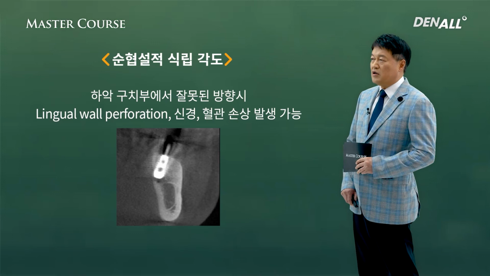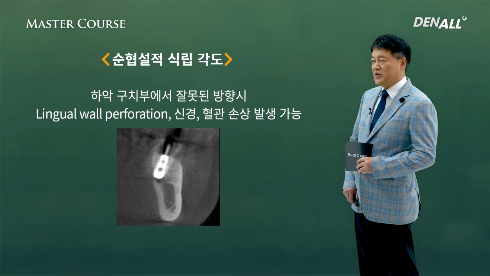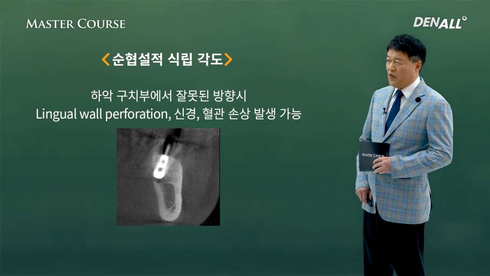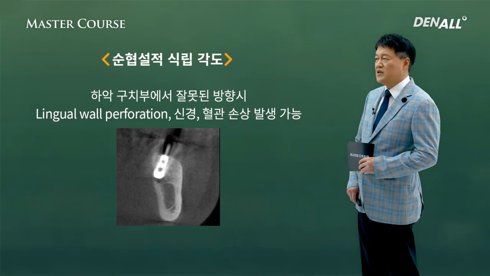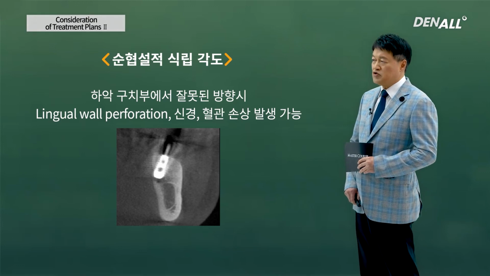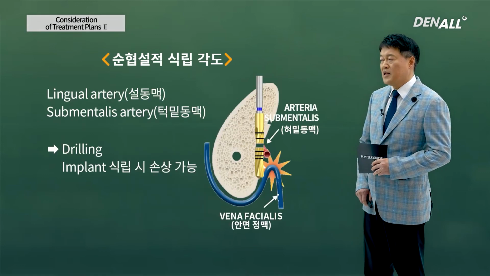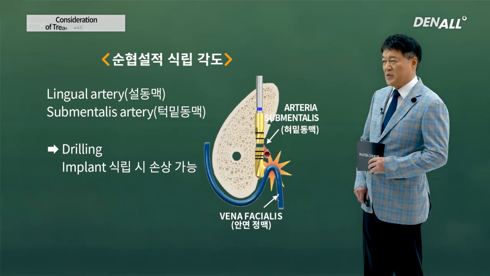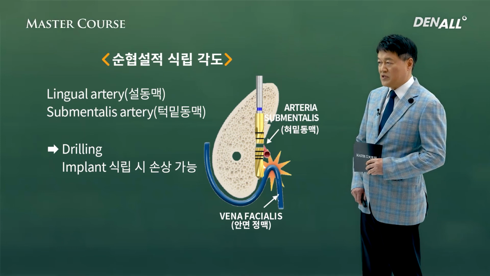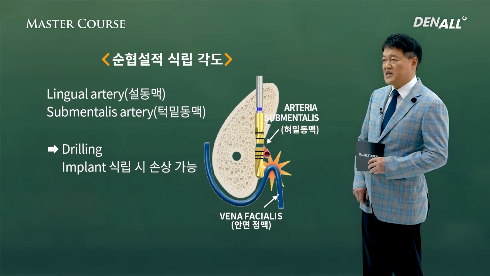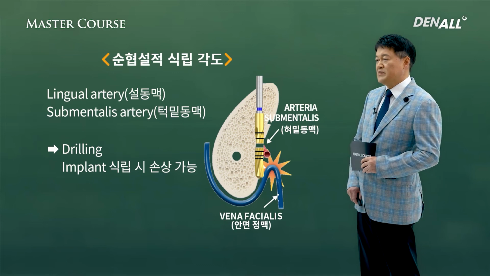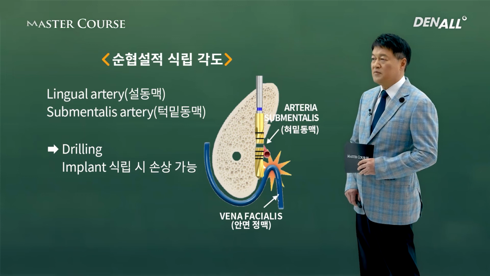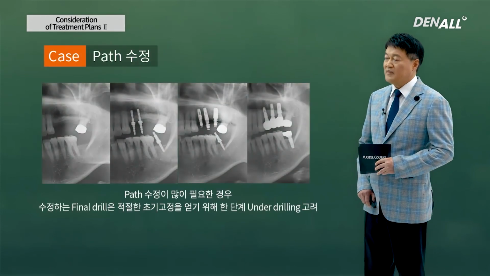In the case of lower posterior, if you get the wrong buccolingual placement angle, there can be lingual wall perforation, and there can be damage to nerves or blood vessels. In the lower posterior, there's a concave anatomic structure. If you get the wrong angle, there can be lingual perforation, and the lingual artery or arteria segmentalis can be perforated. As you drill in, you can cause damage to it, so you need to pay special attention.